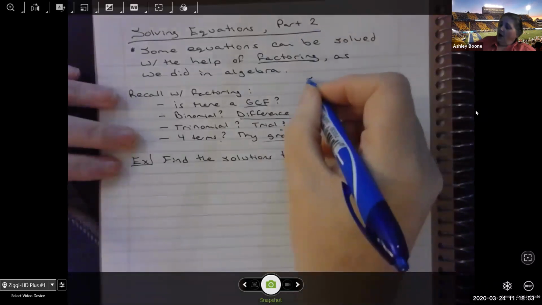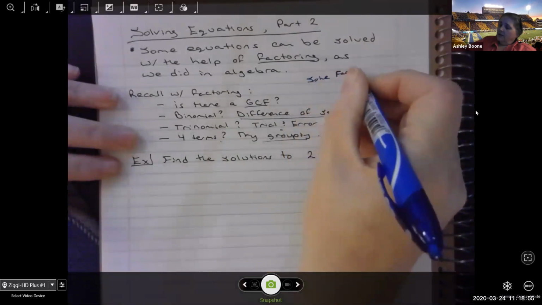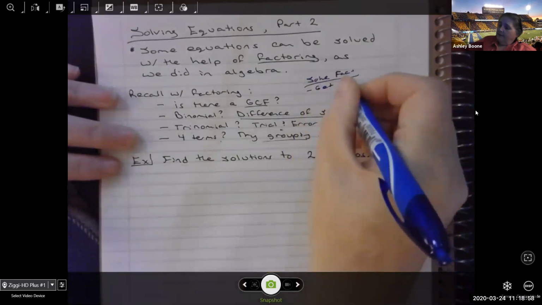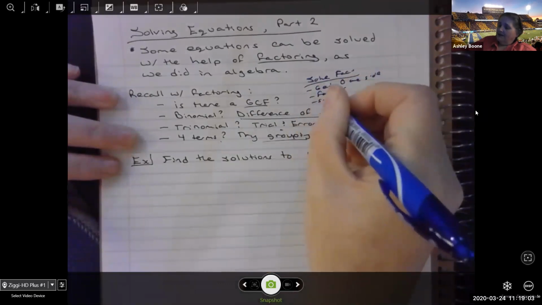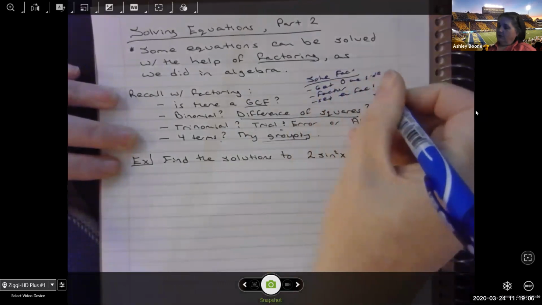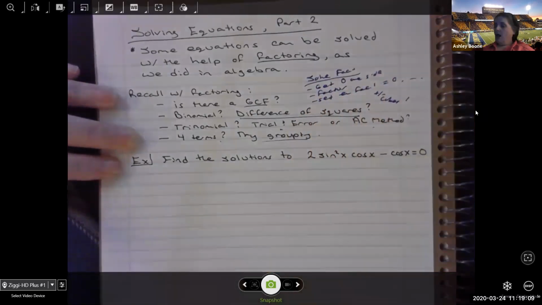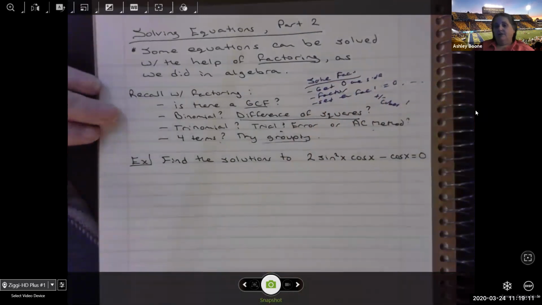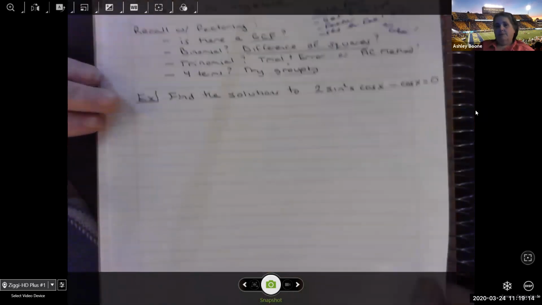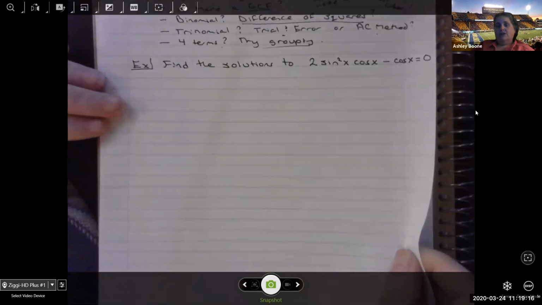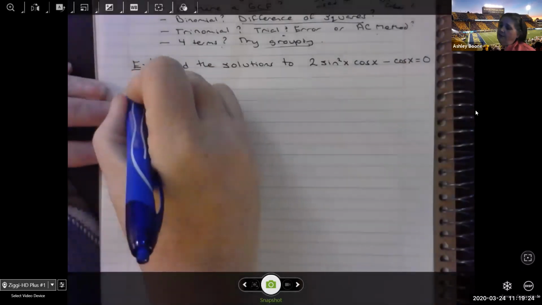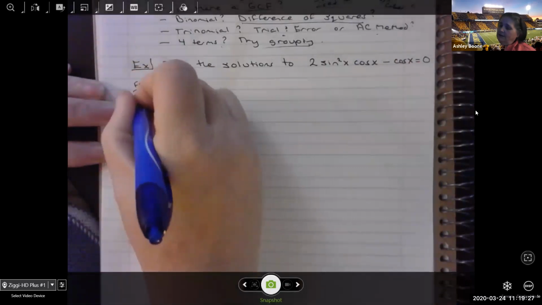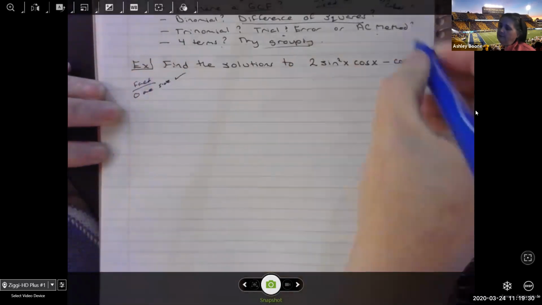And when you want to solve by factoring, you get 0 on one side. You factor the non-zero side, and you set each factor equal to 0 and solve. Some of our problems can be solved in this method. Let's look at this next example. Find solutions to the equation 2 sine squared x cosine x minus cosine of x equals 0. Notice, if we can use factoring, we need 0 on one side. We have it, okay?